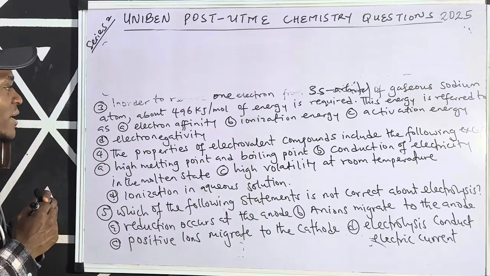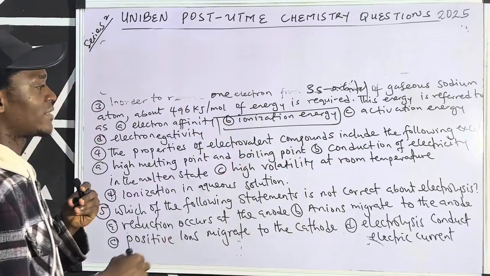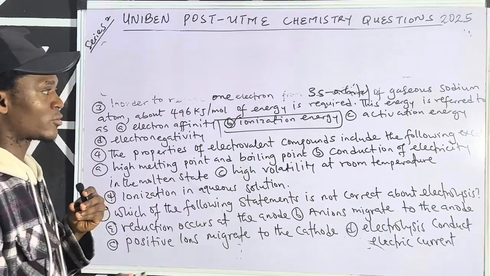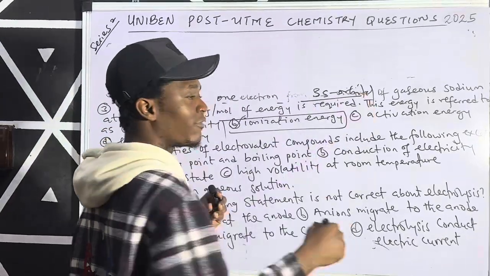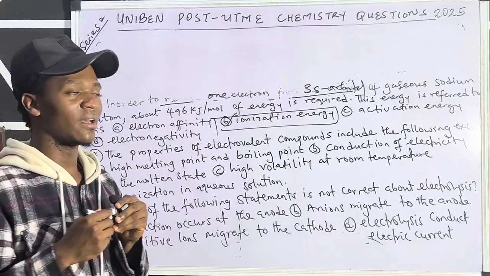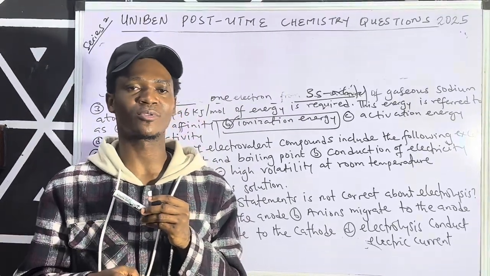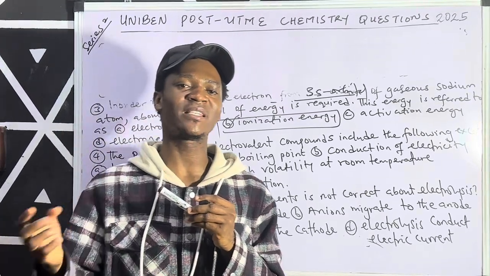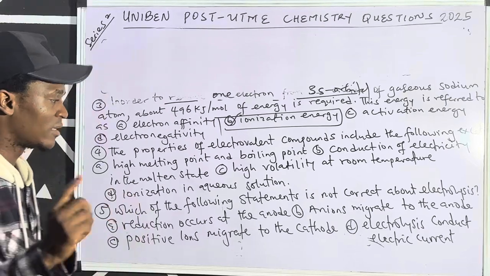Of course, the correct answer should be ionization energy. This is the right answer because it talks about removing one electron from the 3s orbital of a gaseous sodium atom. So assuming they had asked about the energy required to add electrons, the energy that accompanies the addition of electrons is known as electron affinity. So take note of that.